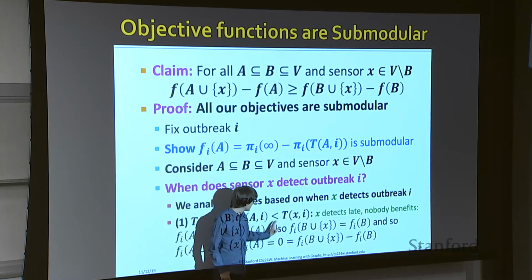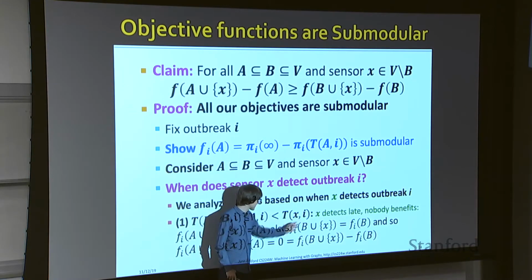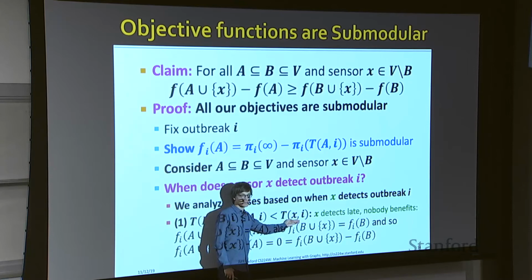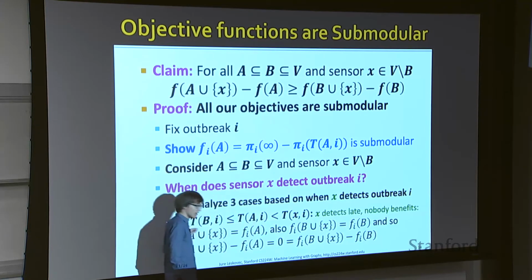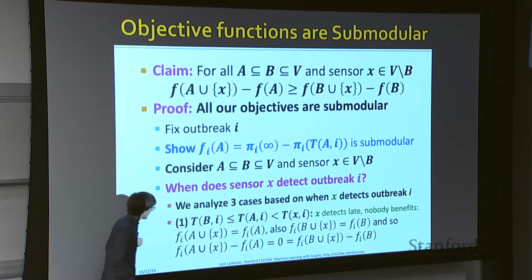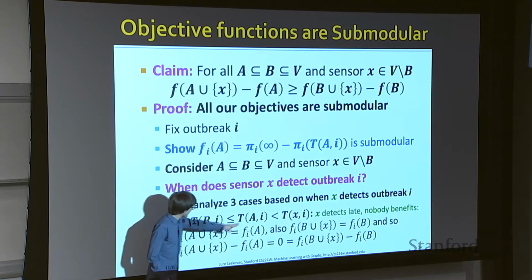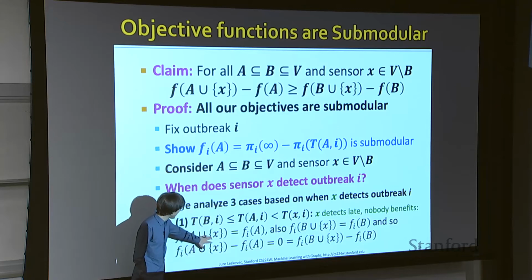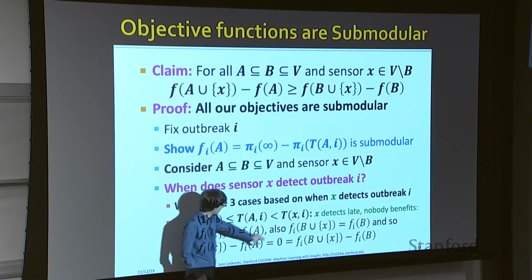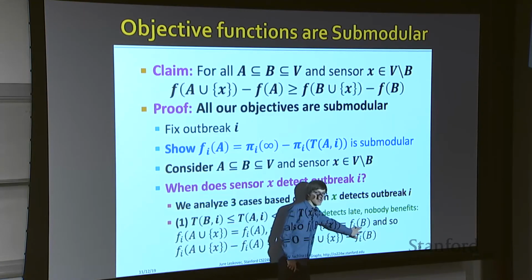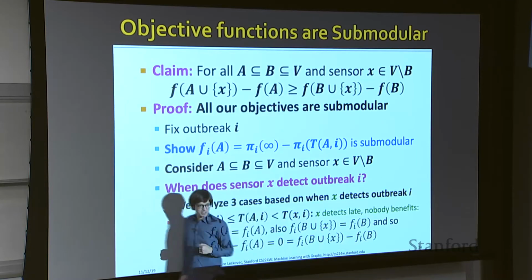And now I'm assuming that X, the sensor X, comes and detects the outbreak last, right? Detects it after both of the two placements. So what does this mean? This means that X is a useless sensor. So f of A union X is just f of A, and f of B union X is just f of B, because X is useless, right?